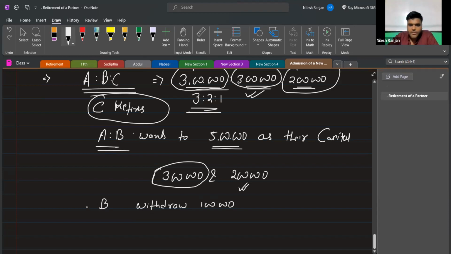This is a very simple concept. You don't have to prepare the account, just calculate the adjusted capital and compare it with the new capital. If the adjusted capital is less, then he will bring cash, and if the adjusted capital is more than the new capital, then he will withdraw cash.